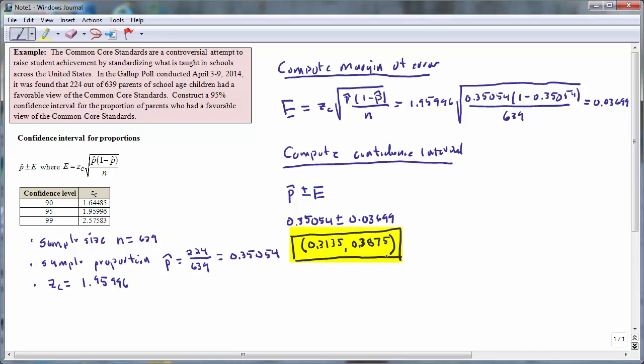And this interval is our confidence interval. It is our best estimate for the proportion of parents who favor the Common Core standards. So our best estimate is that it is somewhere between 31.3% and 38.7%. I should mention that when this type of information is reported in the news, they would say that 35% of parents support the Common Core standards and that the margin of error was 3.6%.